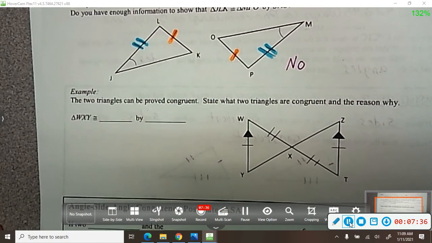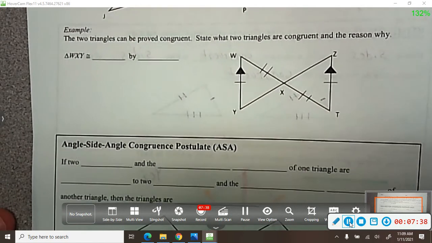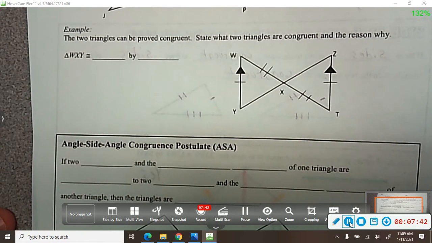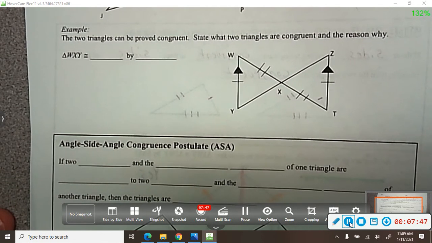Alright, let's look at this one. The two triangles can be proved congruent. State which two triangles are congruent. That's obvious, there's only two triangles. And the reason why.